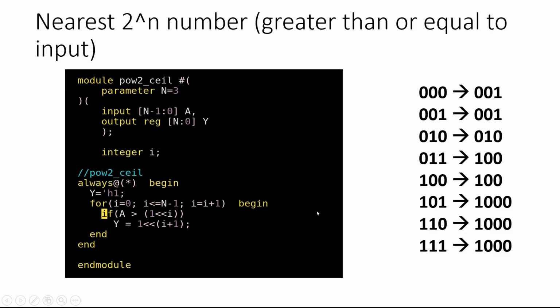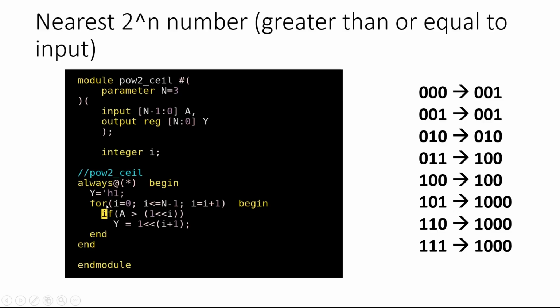Friends, before going to the for loop, let me explain the logic. Let us look at this number 3. Let us say A is 3. Now if this number is greater than 2, then the output will be 4. This input number is greater than 2 but less than or equal to 4, so its value will be 4. Similarly, look at this. This is greater than 4 but less than or equal to 8, so its value will be 8.